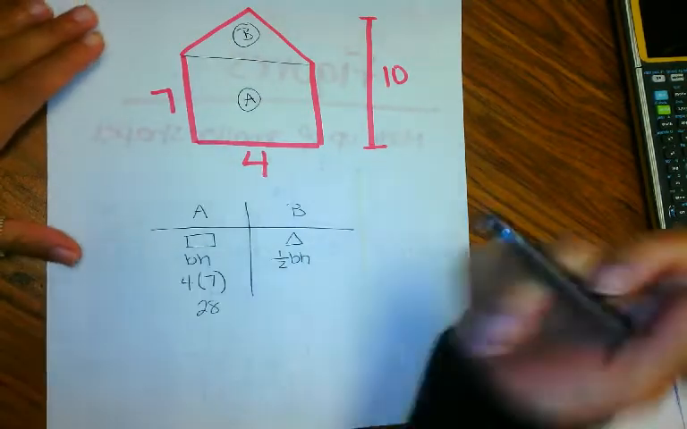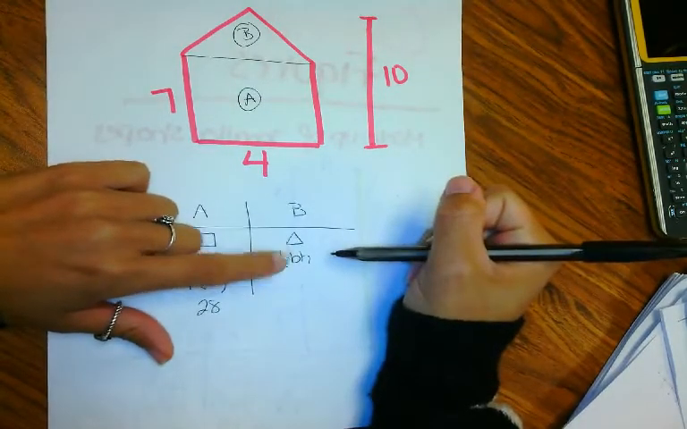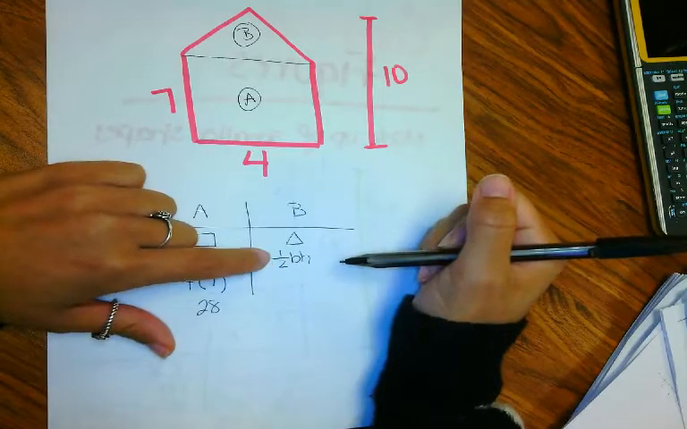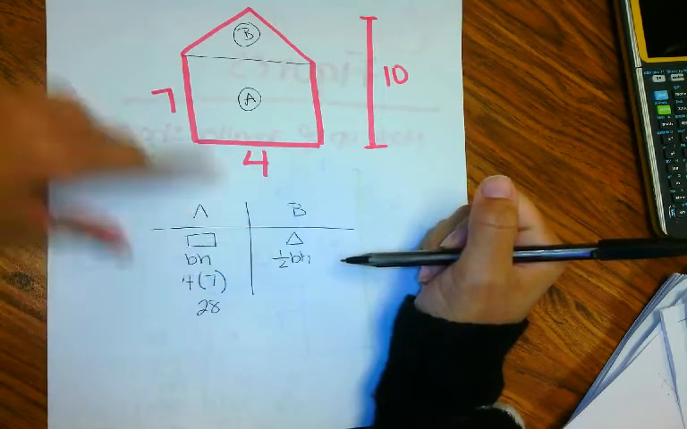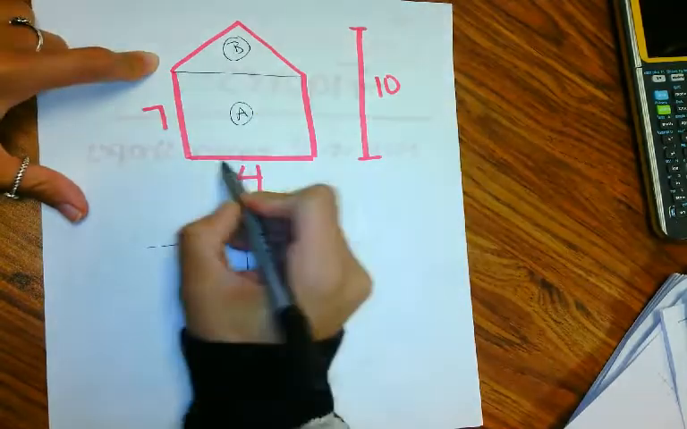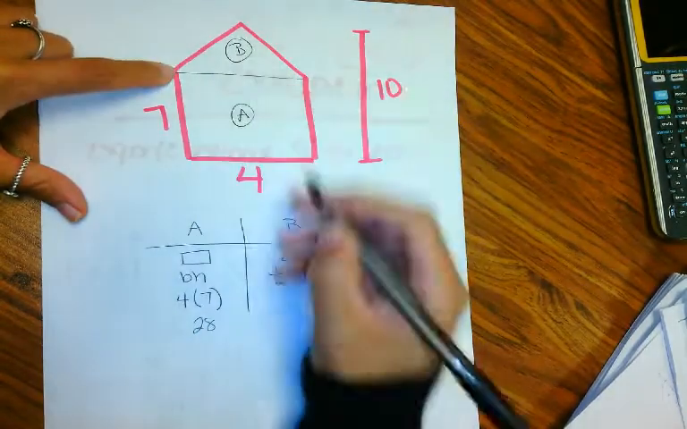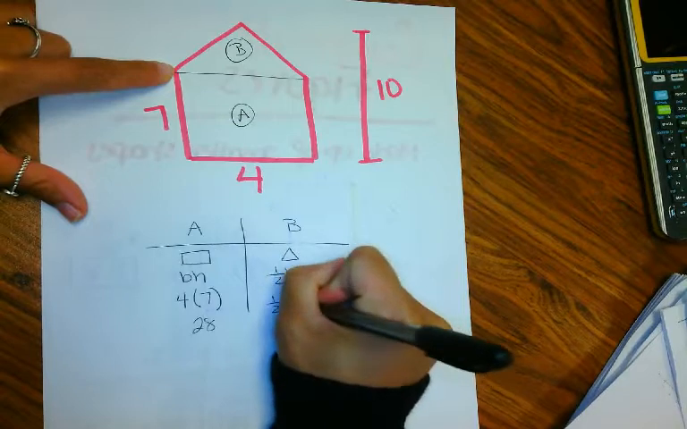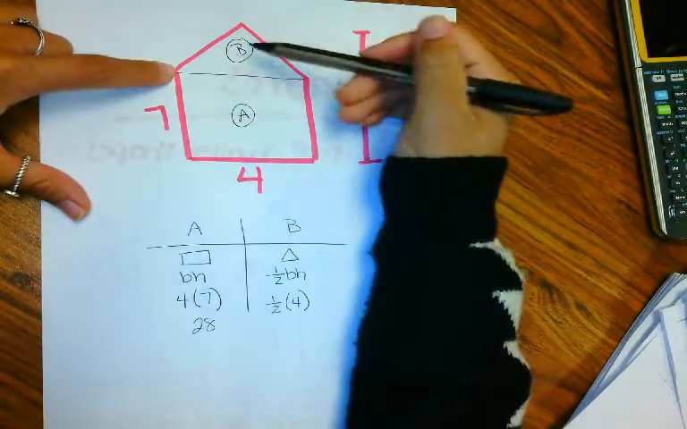All right, so make sure you are looking at the formula chart for this formula, okay? So we have this triangle right here. The base of the triangle, which is the bottom, lines up with this one, so that's going to be the same. So we have 1/2, the base is 4. Now we need to find the height.